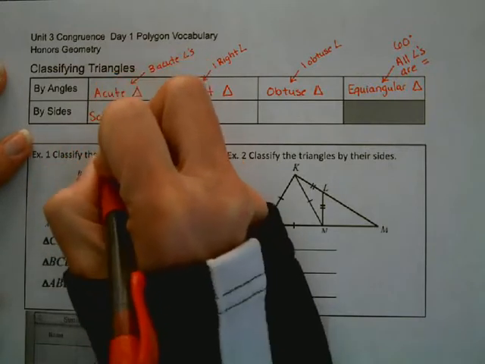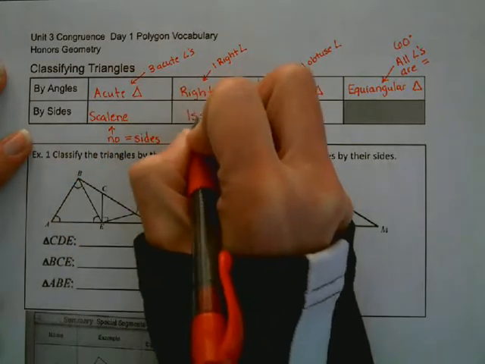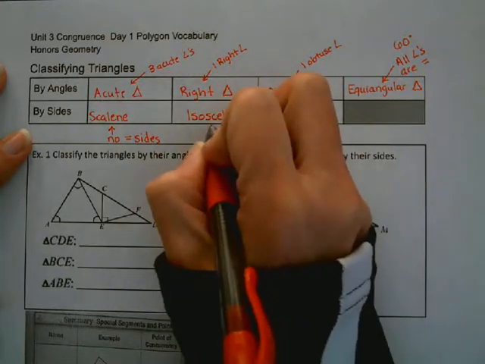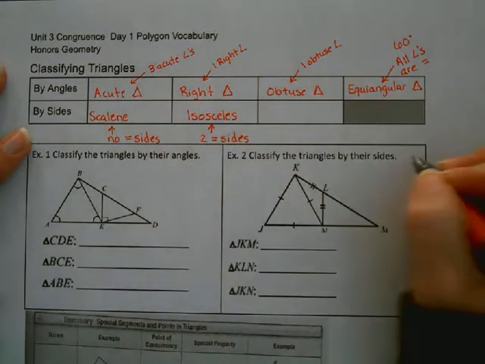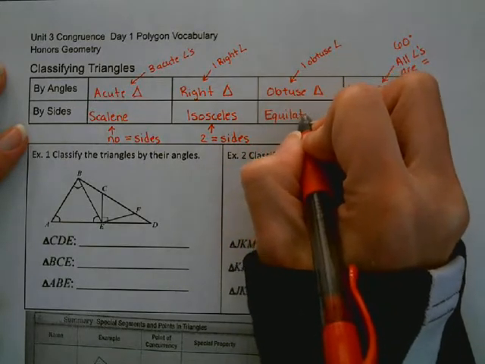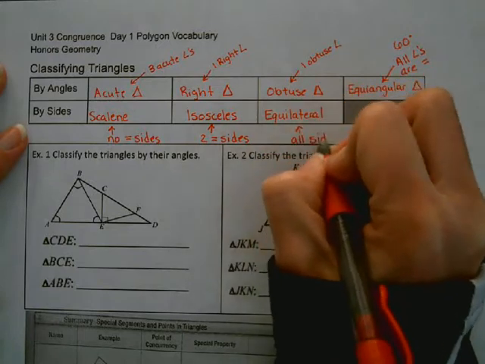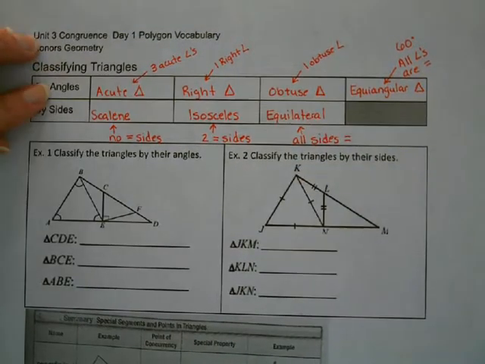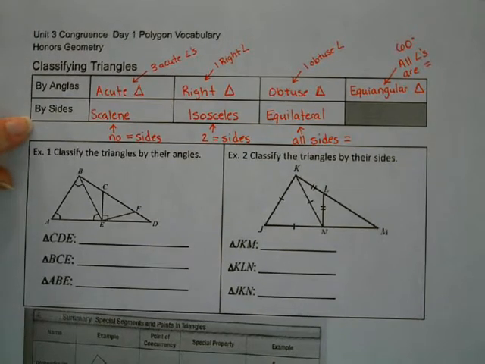A scalene triangle has no equal sides. Then you have what's called isosceles. An isosceles triangle has two congruent sides. And then if all the sides are equal, we call that equilateral. All sides are equal. Alright, so angle choices are acute, right, obtuse, and equiangular. Side choices would be scalene, isosceles, or equilateral.